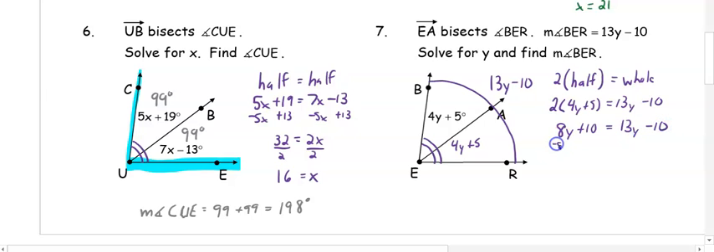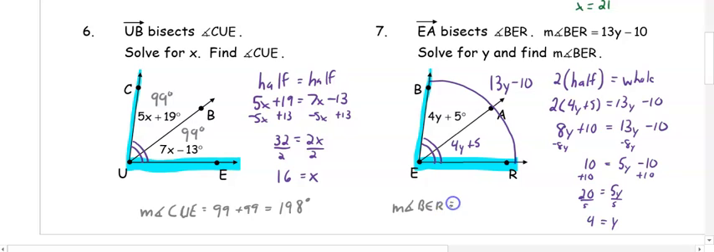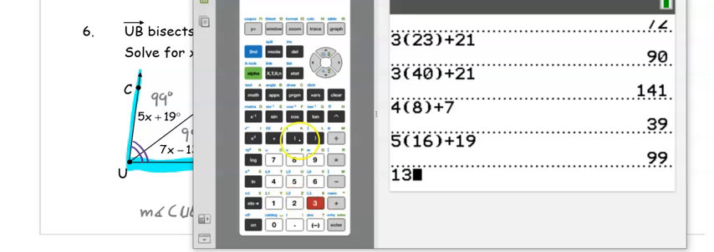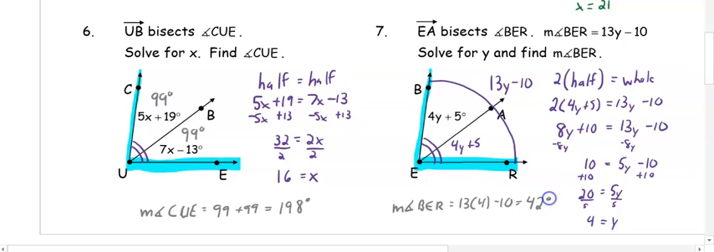We can subtract 8y from both sides. 10 is equal to 5y minus 10. We can add 10 to both sides. 20 equals 5y. So when we divide, y is 4. Then we want to find the measure of angle BER, which we know is 13y minus 10. So our angle here is going to be 13 times 4 minus 10, which gets us 42 degrees.